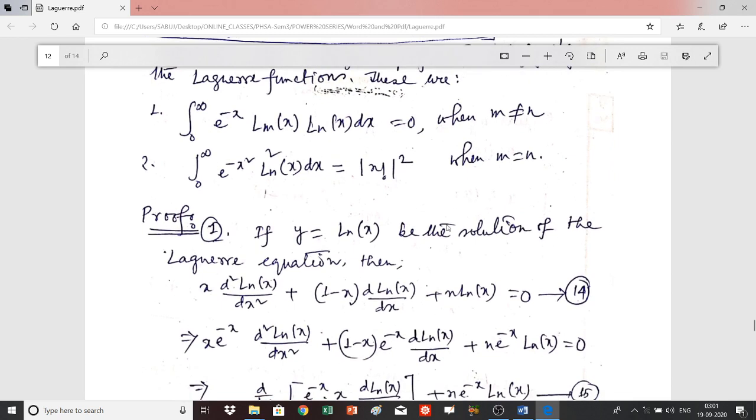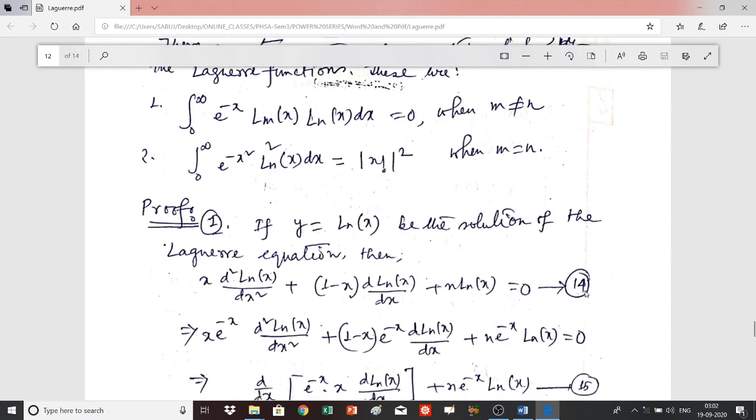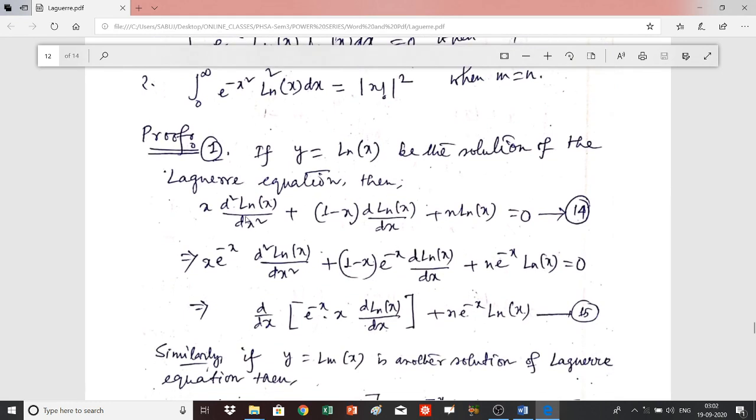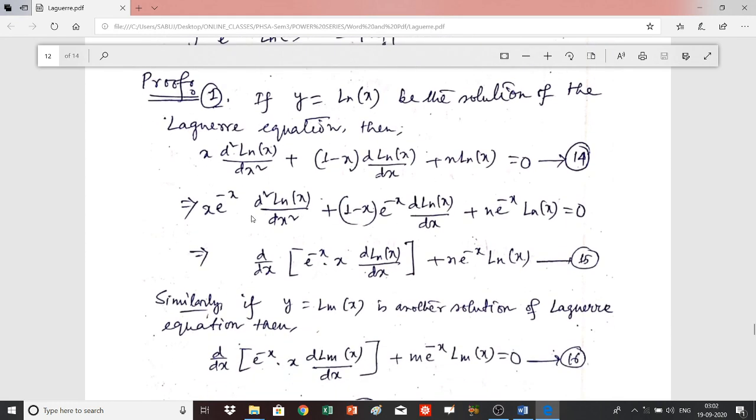To do this, we consider that y is equal to ln x is the solution of Laguerre equation, and then substituting ln x instead of y in Laguerre equation, we will get x d square ln x by dx square plus l minus x d ln x by dx plus n ln x, that is equal to 0. This is equation 14. And if we multiply both sides of this equation by e to the power minus x, then you will get this line.